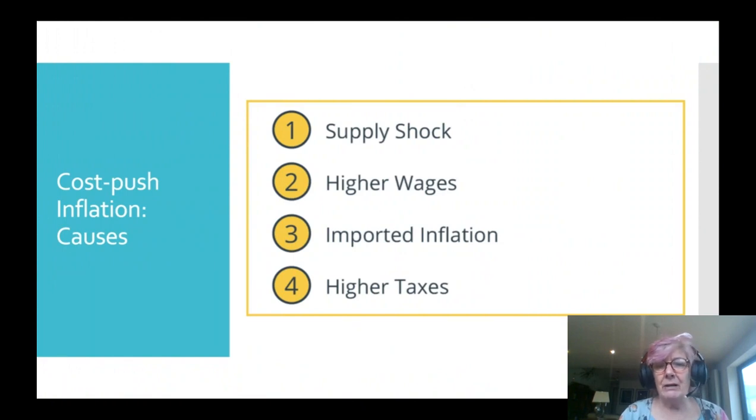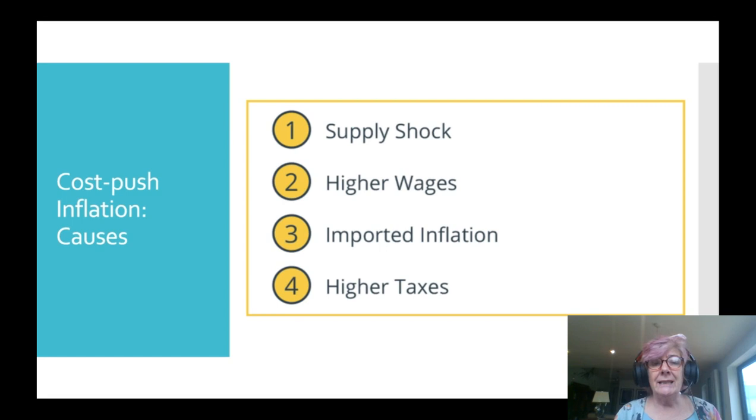But as well as supply shocks, we have higher wages. So for example, if a country decided to increase the minimum wage in their economy, then that is an extra cost for businesses. Again, cost of production rise and profits fall, and therefore businesses want to supply less.